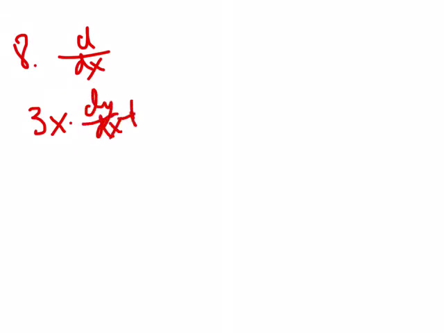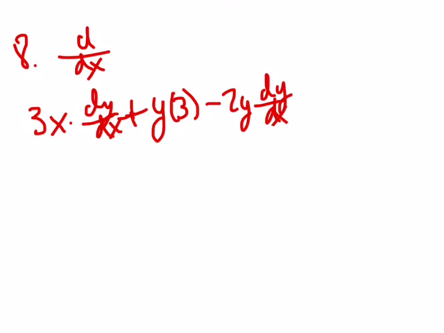Okay, number 8 is implicit differentiation. So we do d/dx to every term. The first one, the 3xy, I have to do product rule: f is 3x times g prime dy/dx, plus g is y times the derivative of 3x, which is 3. Then I have negative 2y dy/dx, that's the derivative of y squared, and then 4x on the right side.